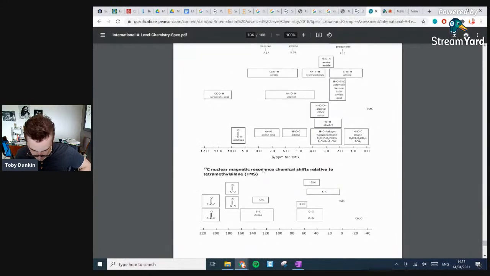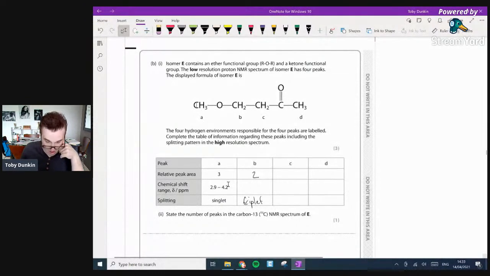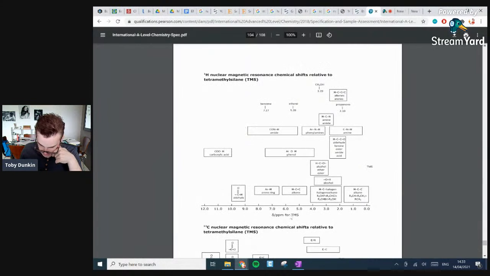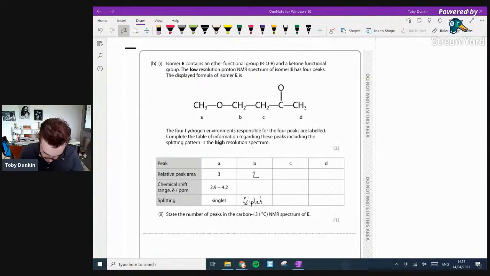Scroll up. I'm looking for my chemical shifts in C13, I believe. It was, nope, high-res proton, which is these. It's going to have the same one as an ether, CH ether. But is there a CC ether? No, there isn't a CO ether, as in a COR ether group. So it's in the same bracket, that's okay. We can just copy that across, 2.9 to 4.2.